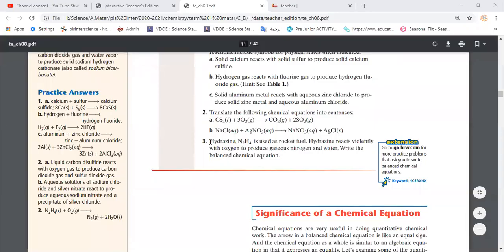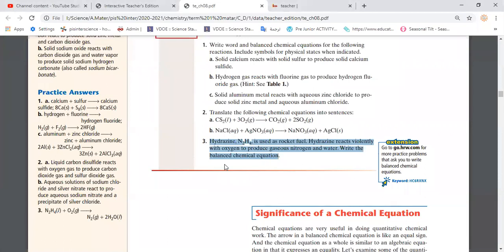Okay, guys, this question was your assignment yesterday. Hydrazine, N2H4, is used as a rocket fuel. Hydrazine reacts violently with oxygen to produce gaseous nitrogen and water. Write the balanced chemical equation. So, who can answer this question?